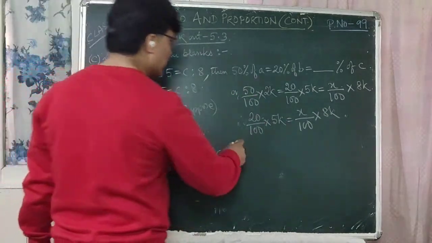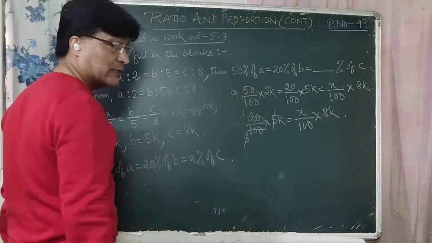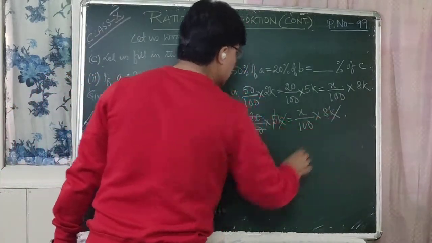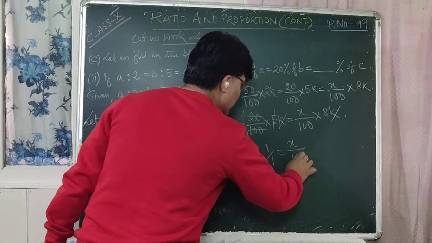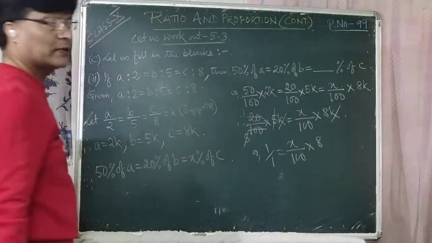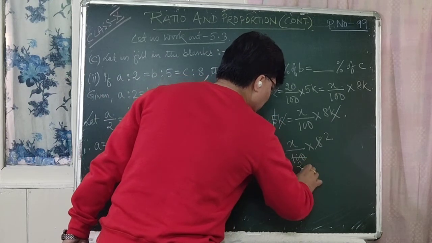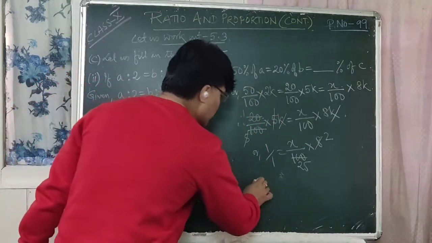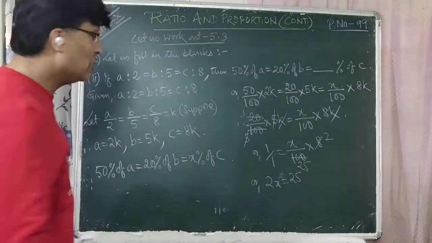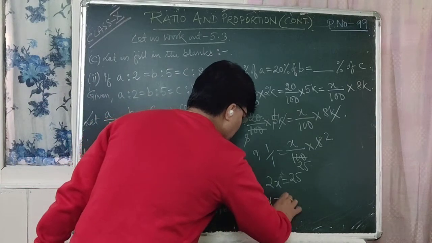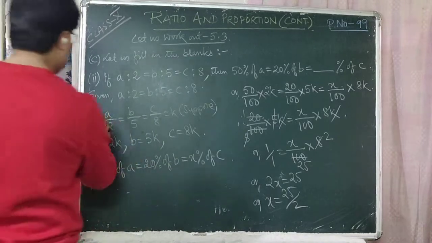So here you can cancel: 20 ones are 20, 25s are 100, 5 gets cancelled, and from both the sides you can cancel this K. That means it is 1 upon 1 is equal to X upon 100 into 8. Is that clear? So here you can cancel: 4 2s are 8, 4 25s are 100. Let us do cross multiplication. That is 2x is equal to 25. So what is the value for x now? So x is equal to 25 by 2.